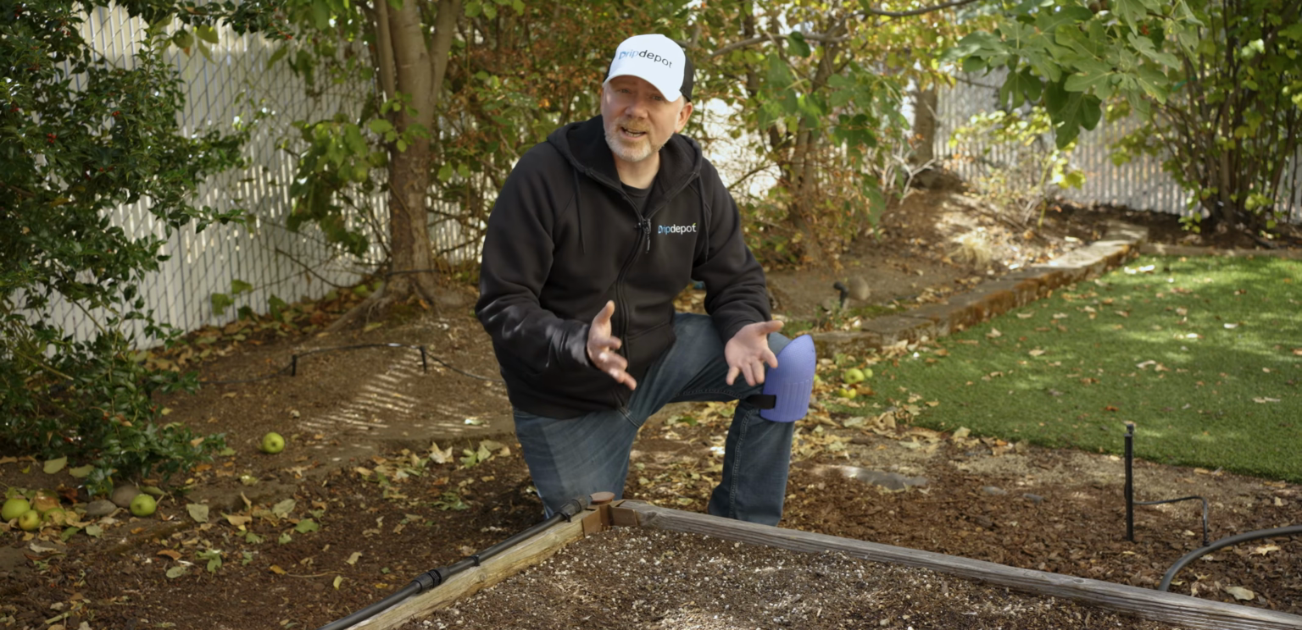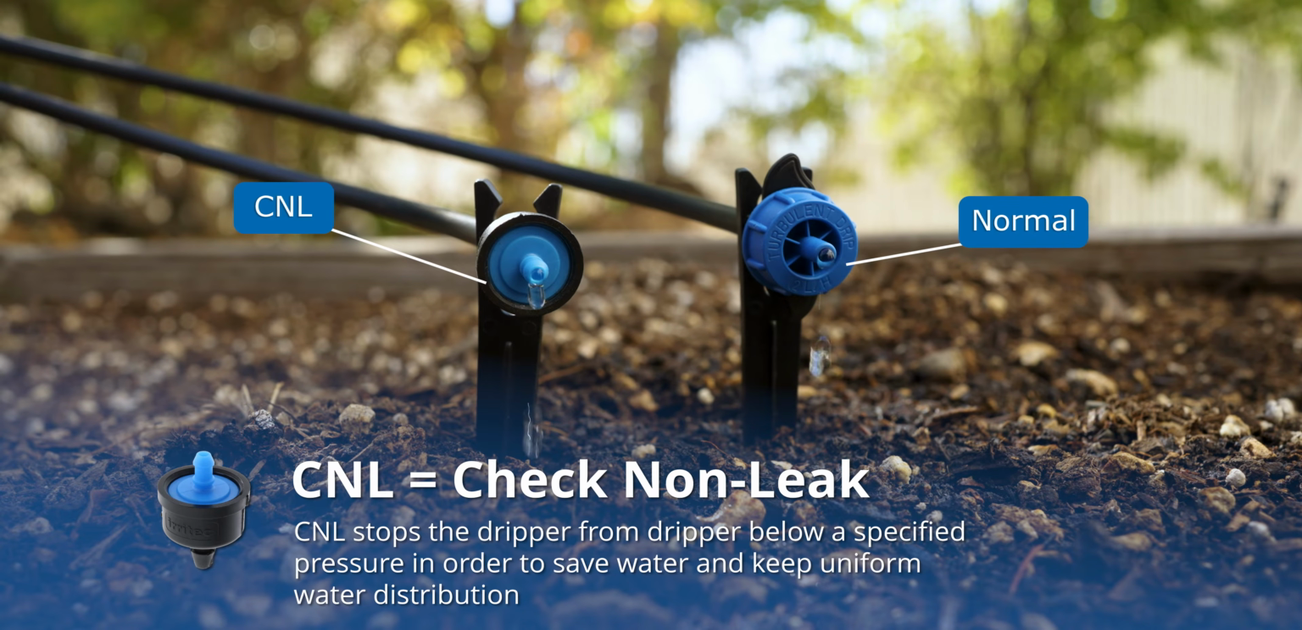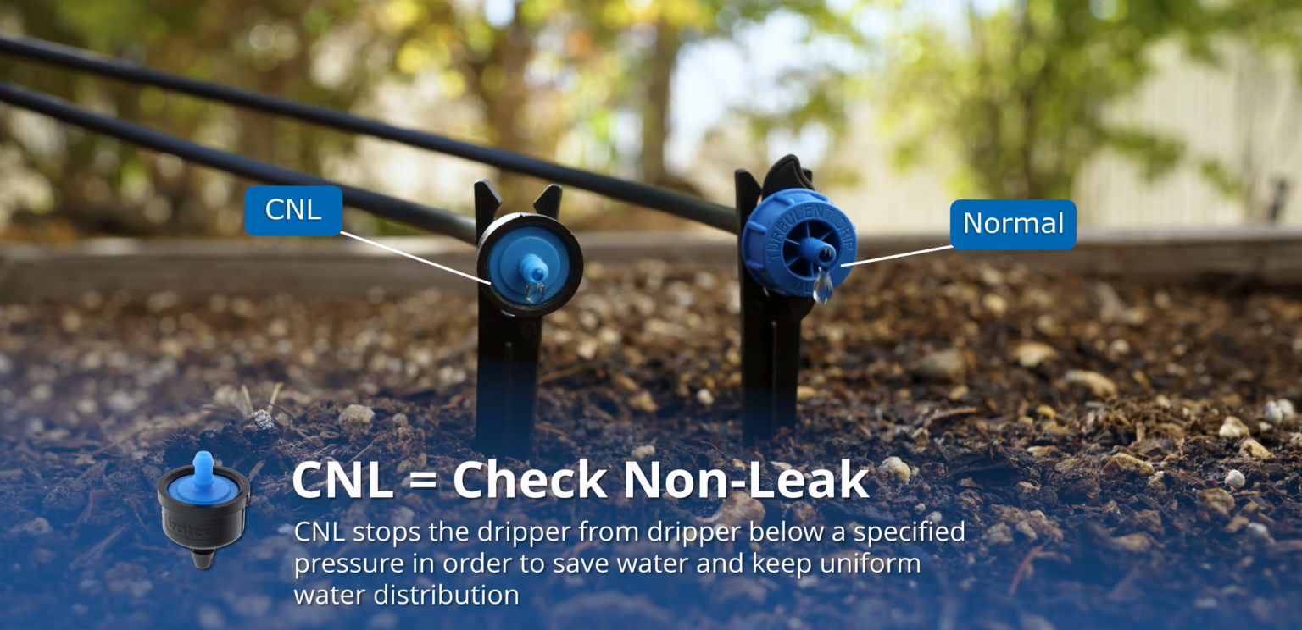But it could also mean that you either have a pressure compensating or a C&L dripper. C&L just means check non-leak, and it's something that prevents drippers from draining after a system shutdown. They tend to have a higher minimum pressure needed to open and operate, sometimes as high as 11 psi. So if you drop down to 9 or 10, it might not even be enough to open the dripper.